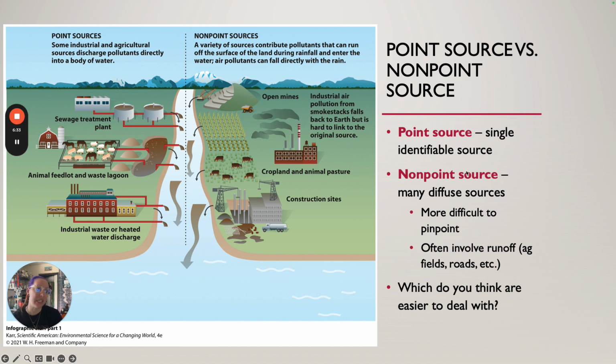Whereas non-point sources, these are many diffuse sources. So they are much more difficult to pinpoint. They often involve things like runoff, like agricultural fields or roads. And again, it can be a variety of sources here. So things like open mines or croplands and animal pastures, construction sites, where things like when it rains, it can then go into the groundwater, which can then of course seep into the rivers, streams, or creeks. But again, it can be from all around, and even sometimes be a mixture thereof, which is kind of a scary thing to consider.